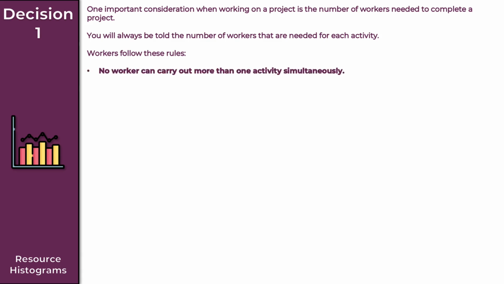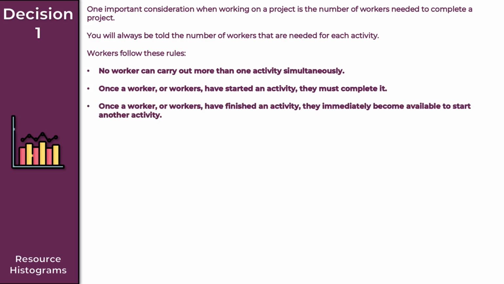For the first rule, no worker can carry out more than one activity simultaneously. For the second rule, once a worker or workers have started an activity, they must complete it. And finally, for the last rule, once a worker or workers have finished an activity, they immediately become available to start another activity.